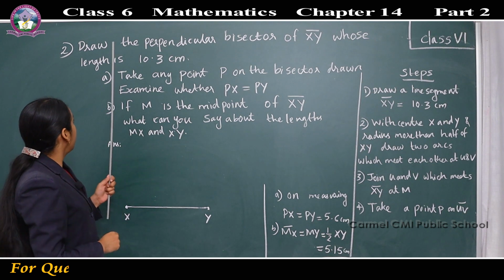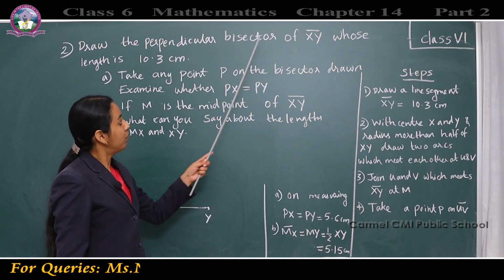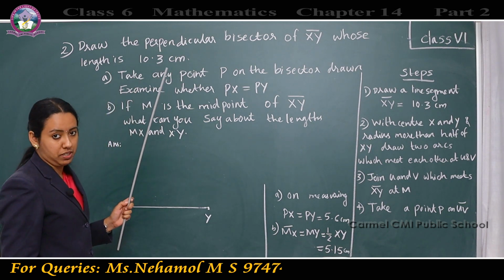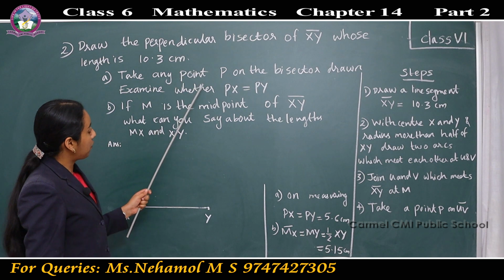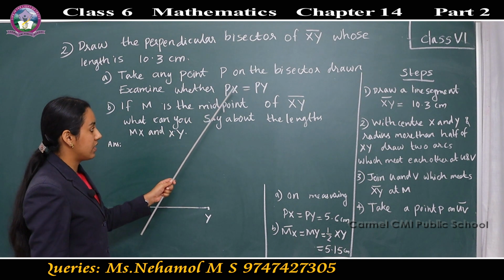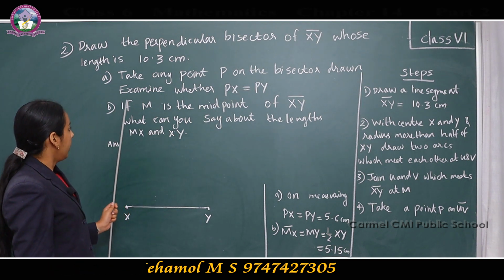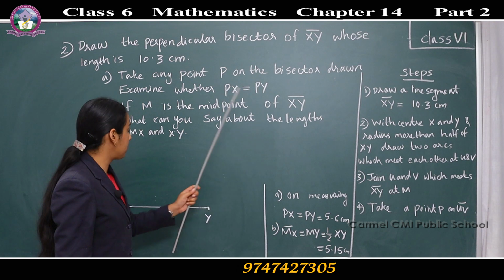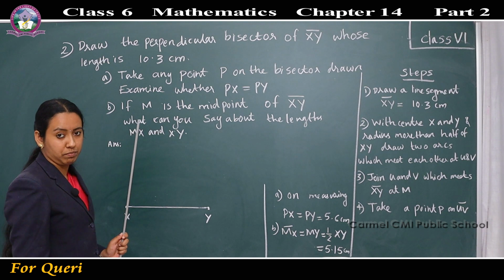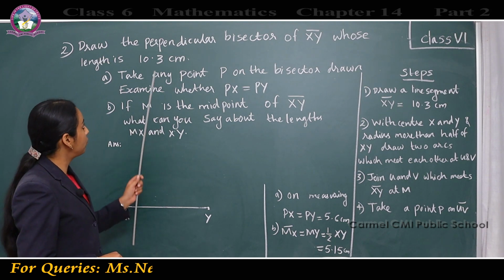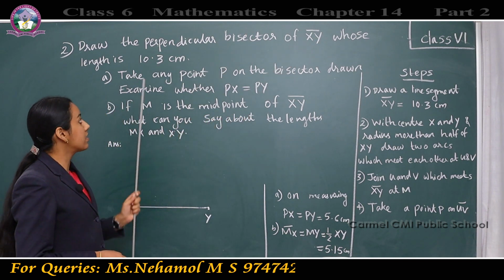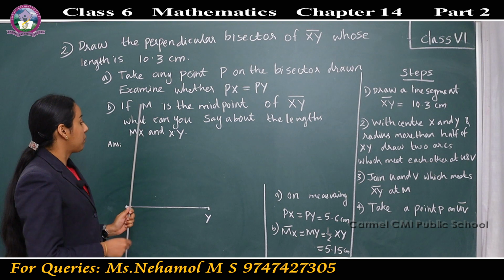Next question. Draw the perpendicular bisector of line segment XY whose length is 10.3 centimeter. Then take any point P on the bisector drawn. Examine whether PX is equal to PY. Then if M is the midpoint of XY, what can you say about the lengths MX and XY? What is the question? First we have to draw a perpendicular bisector of the line segment XY whose length is 10.3 centimeter.